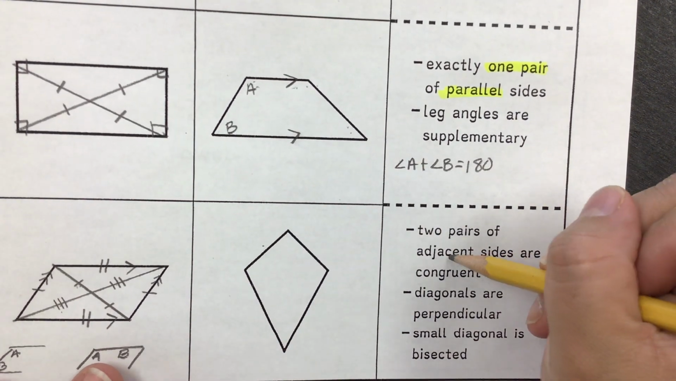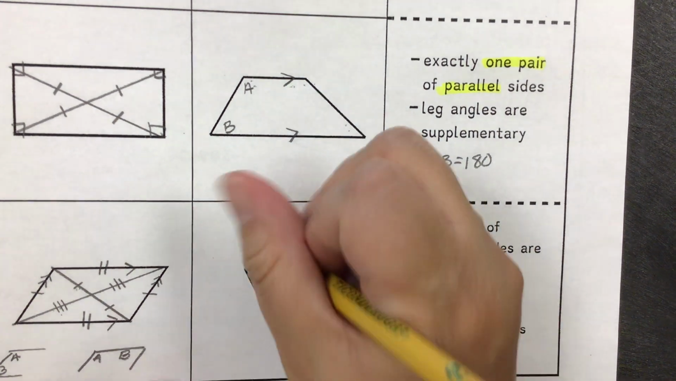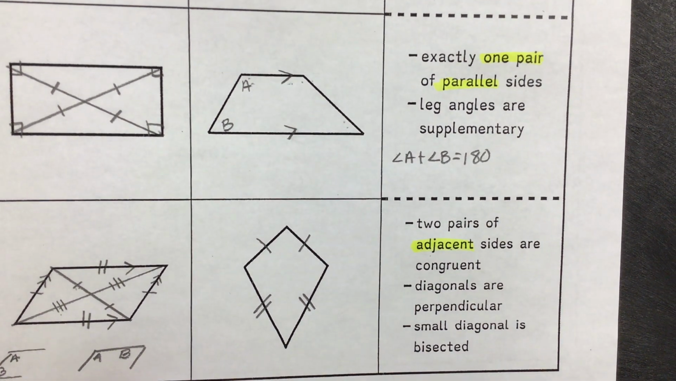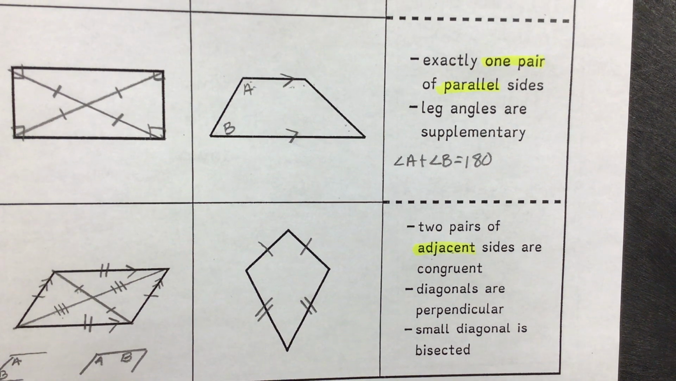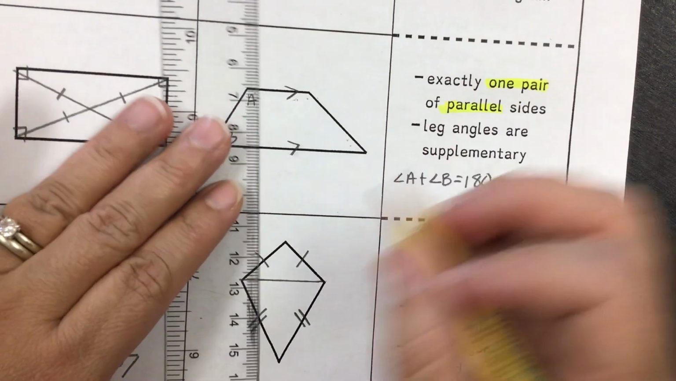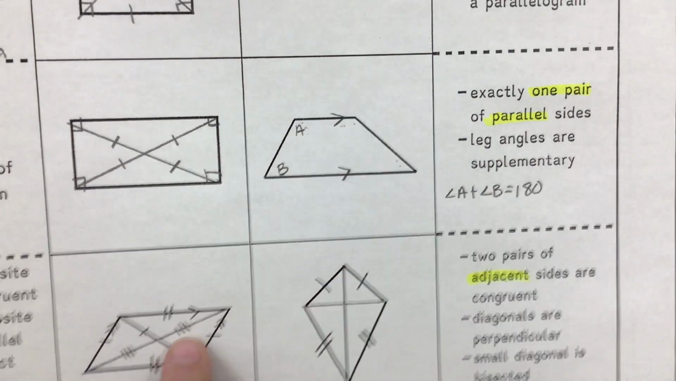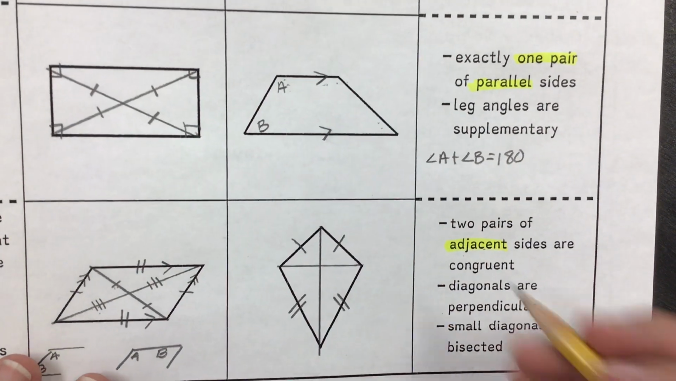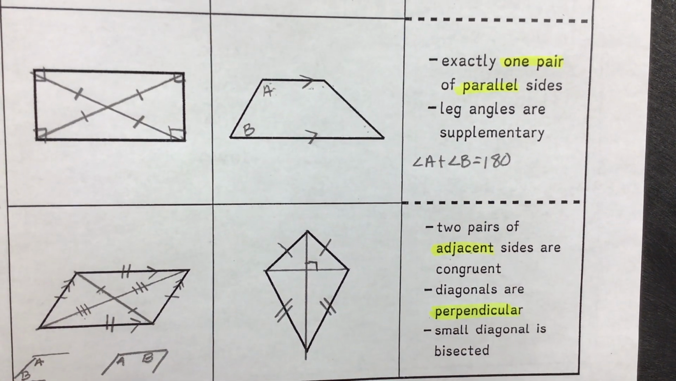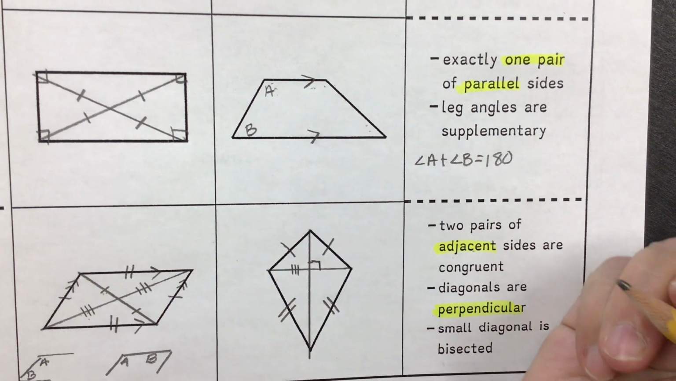And then this is a kite. A kite has two pairs of adjacent sides. Adjacent means next to. So we're talking about this one is equal to this one, and then this one is equal to this one. A pair of adjacent sides are congruent. The diagonals are also perpendicular on this one. The diagonals being perpendicular are true on a rhombus and on a square, but not in a rectangle and not on a parallelogram. So these are perpendicular. The diagonals are perpendicular. And the small diagonal is bisected. What does that mean? That this side is equal to this side.